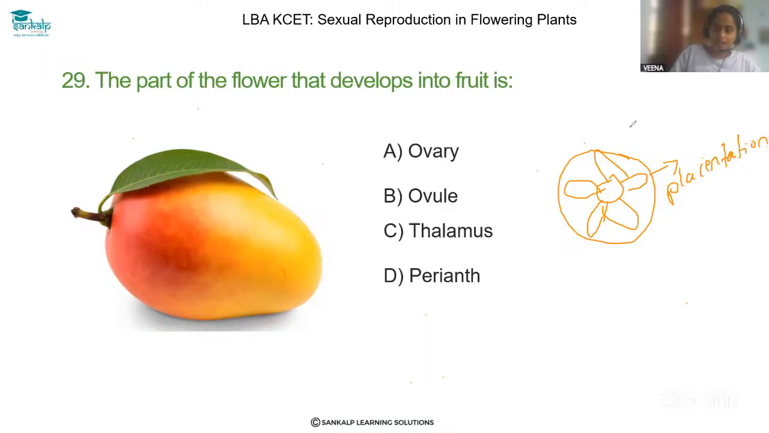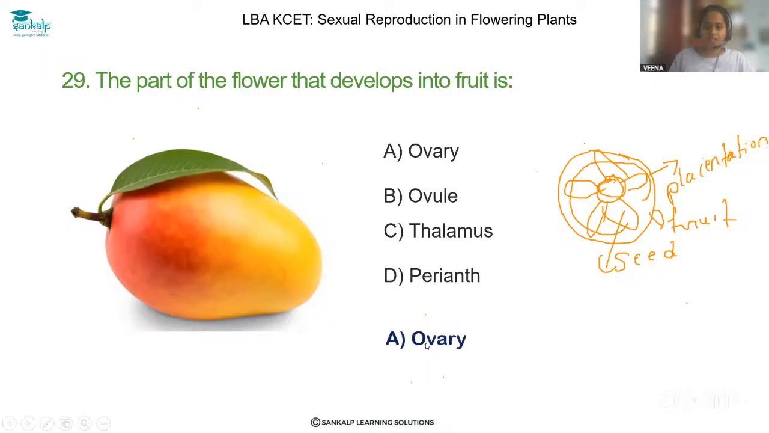Placentation. And these all ovules are attached to the placenta, right? So here this ovary will get developed into a fruit, and these ovules develop into seeds. So the correct answer is here the option A, ovary.